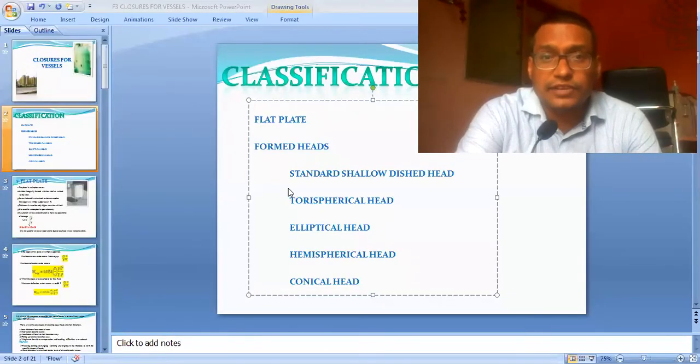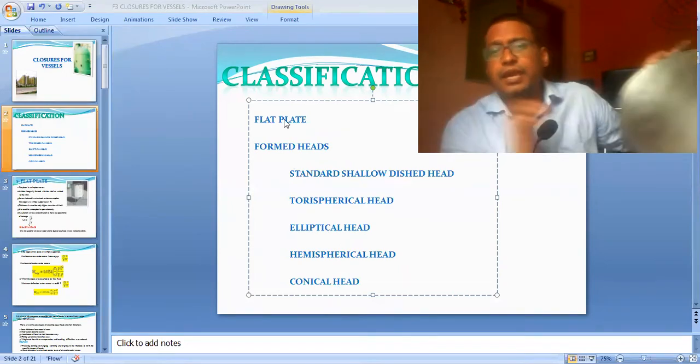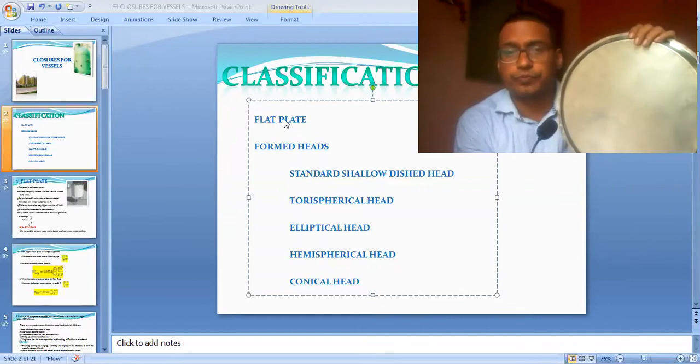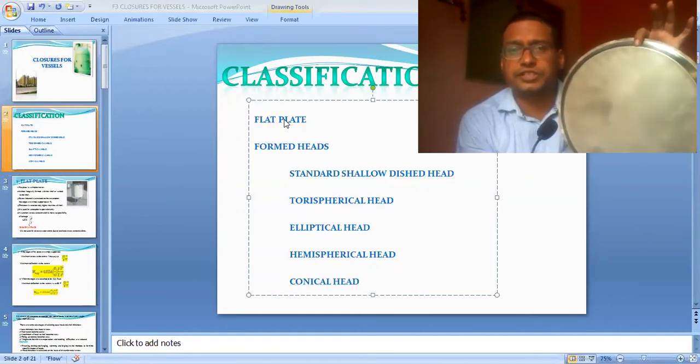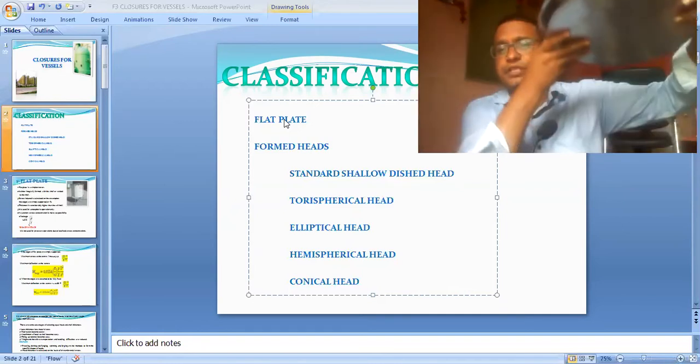So when you classify the heads, first are the flat plates, which are commonly used, and second are the formed heads. In the formed heads, you have the standard shallow dished head, torispherical head, elliptical head, hemispherical head, and the conical head. So these are the different types of the formed heads. The flat plate can be a simple flat plate. No such curvature, no such extra material. Simple flat plates can be simply put on the vessel.